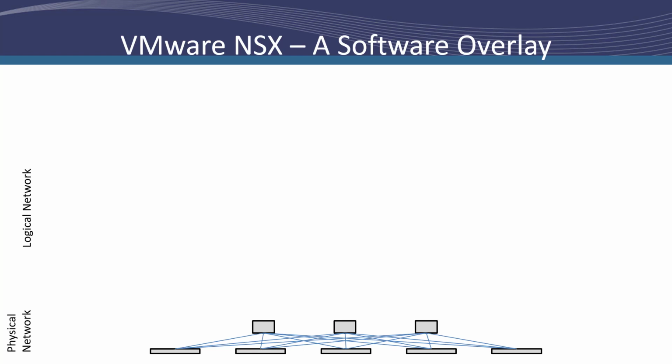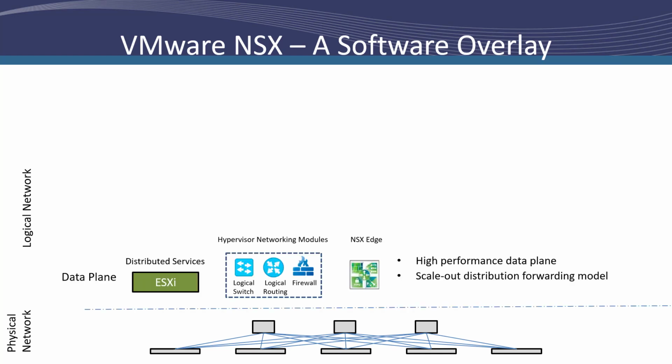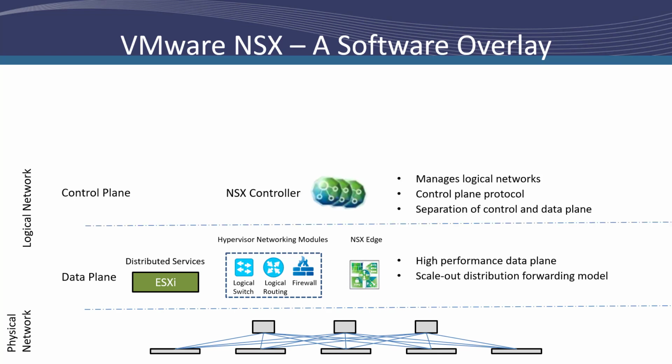Now let's look at the logical network overlay. Here we have the data plane of NSX. Essentially, the network edge has been moved into the hypervisor with virtual switching, routing, and firewall capabilities. The control plane consists of the NSX controller, which is also deployed as a cluster of 3, like APIC was.